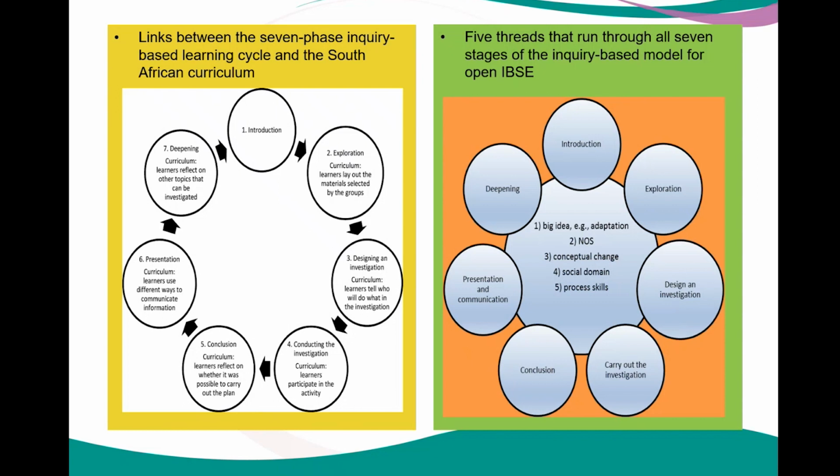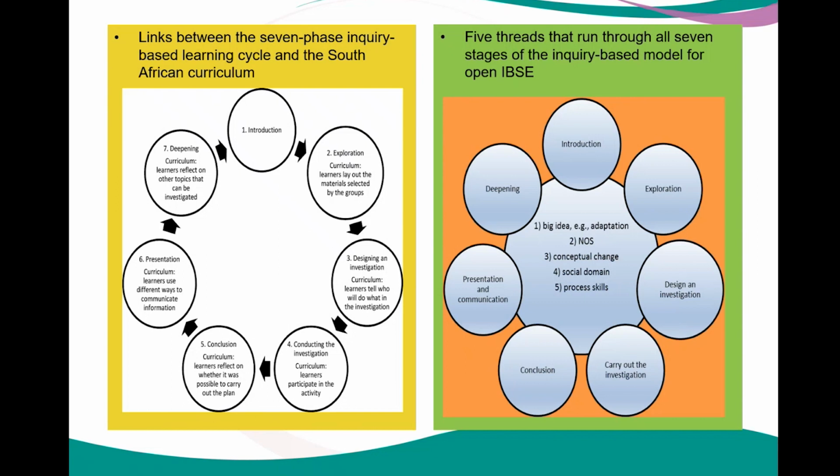When we look at deepening, within the curriculum, learners reflect on other topics that can be investigated. This is where the curious minds wonder about other topics and other areas that they want to learn more about. So the five threads that run through all 7 stages of the inquiry-based model for open IBSE are basically the big ideas. That's why whatever you learned in learning units 1 and 2 needs to be applied and incorporated within this theme as well. Big ideas, for example, adaptation, change, all of that.